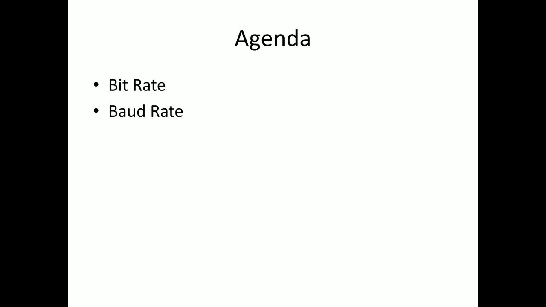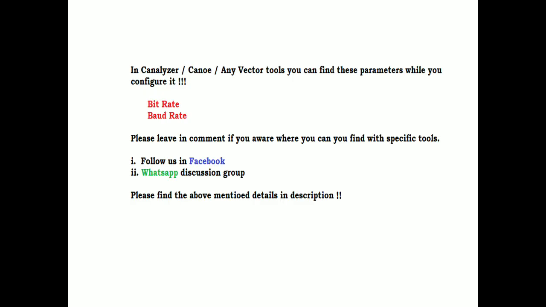Bit rate is a very common and very simple concept, but whenever you work deeply to learn this stuff, you can understand the terminology behind it. Before going into the bit rate and baud rate description, where will you find the bit rate and baud rate? In CANalyzer or CANoe, or in any Vector tools, you can find these two parameters while configuring your hardware with the software or any tools, or even an ECU.